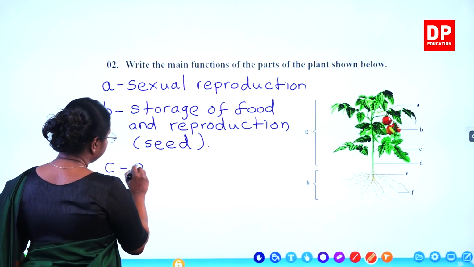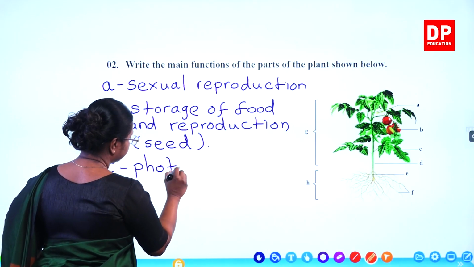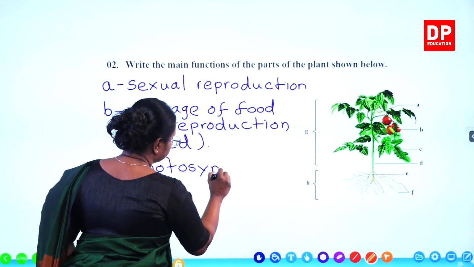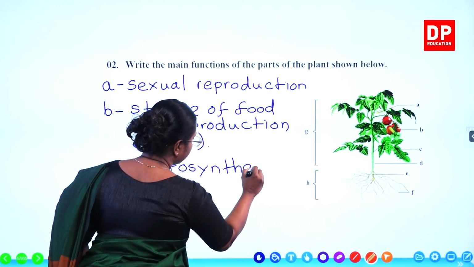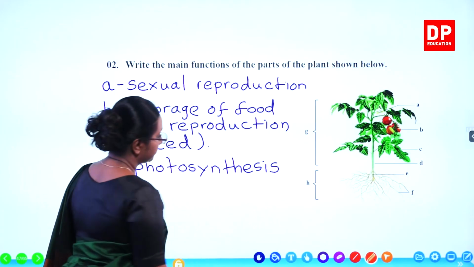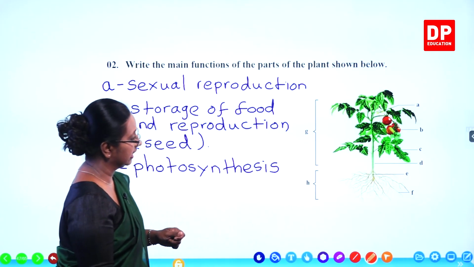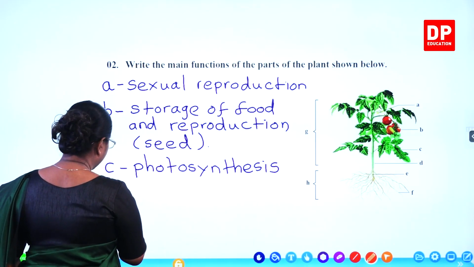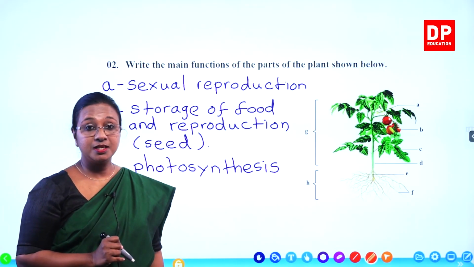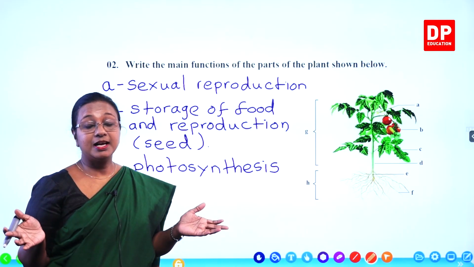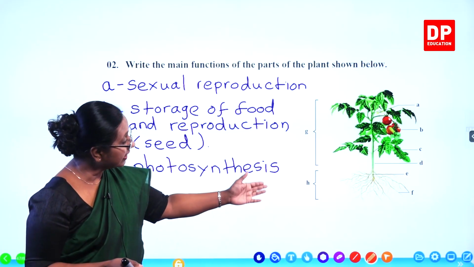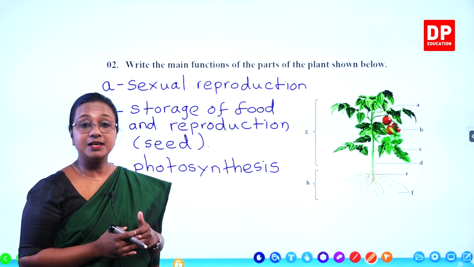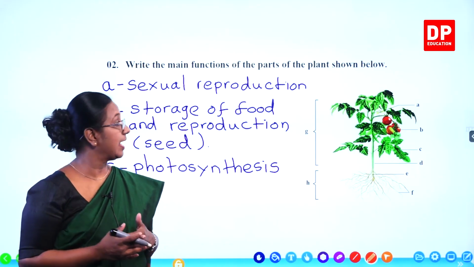C, photosynthesis. Photosynthesis. Then what about D? D is the stem. So what do we write for stems? To hold the plant upright, then to bear the other parts of the plant, transport water and minerals.